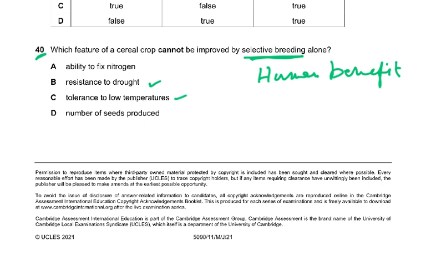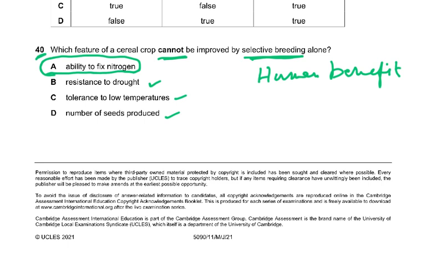Tolerance to low temperature, increase crop yield. Number of seeds produced, of course, if we can increase this, then we can have human benefit. But it says which cannot be improved. Now, the ability to fix nitrogen, first of all, cereal crops cannot fix nitrogen. It's leguminous plants that can fix nitrogen. And if you make them fix nitrogen, how can you do that? You can't put the genes for this whole thing into cereal crops.